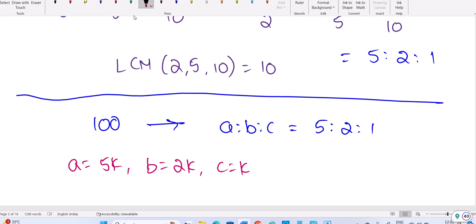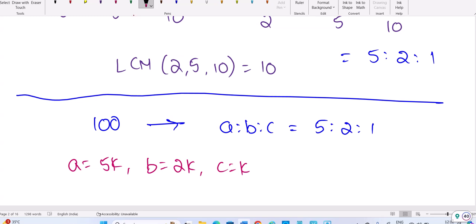It is a constant. See, the ratio is 5 is to 2 is to 1. It can be 50, 20, and 10. It may be 500, 200, 100. 500, 200, 100 is also 5 is to 2 is to 1 only. 50, 20, 10 is also 5 is to 2 is to 1 only. 5, 2, 1 is also 5 is to 2 is to 1 only. But what the actual values are, I don't know. That's why I'm taking k, a constant.